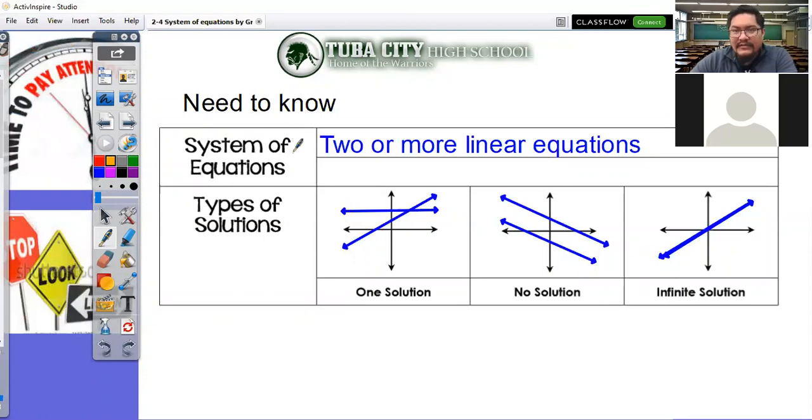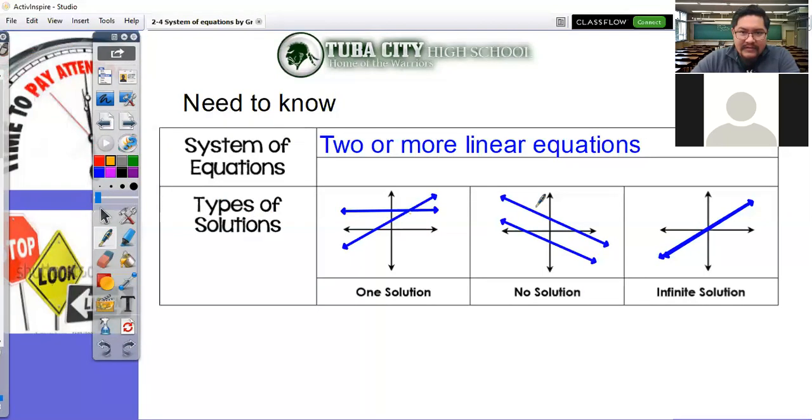Again, equations are the y equals mx plus b, and if I have two of them, where are they going to meet up? Or where can they meet up? That would involve two or more linear equations. Now, looking at a graph is probably one of the easiest ways to find them.